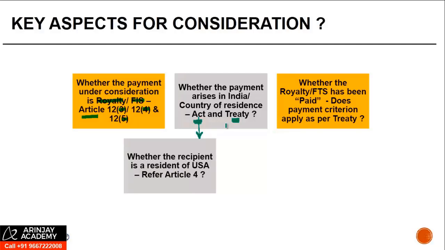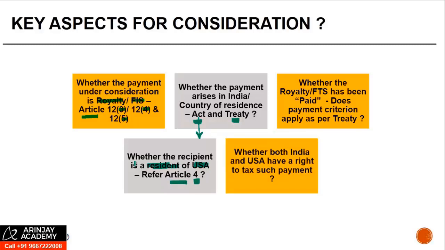Whether the recipient is a resident of USA or not. If you remember, it says, and paid to a resident of the other contracting state. So you also need to find out whether the person qualifies as a resident of USA, and for that you need to apply Article 4 of this treaty. And then, whether both India and USA have a right to tax such payment. Paragraph 1 gives a non-exclusive right to USA to tax such payment. The right of India will come in the next paragraph.